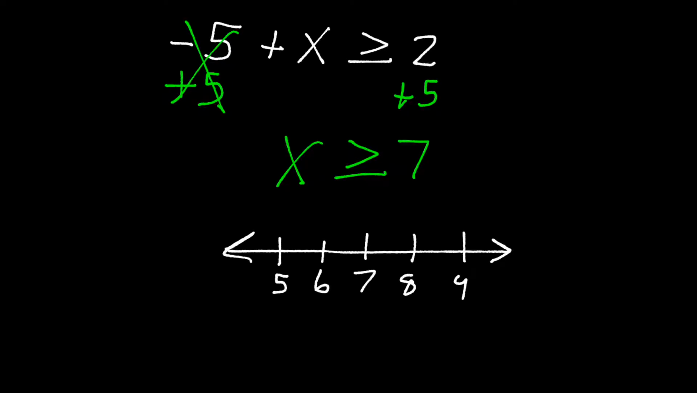So since we can include 7, I have to put a closed circle at 7. The tail of my inequality is pointing to the right, so my arrow goes to the right as well. And now I have graphed this inequality.